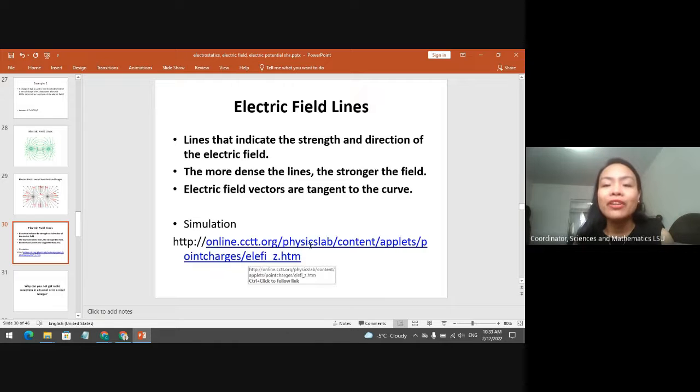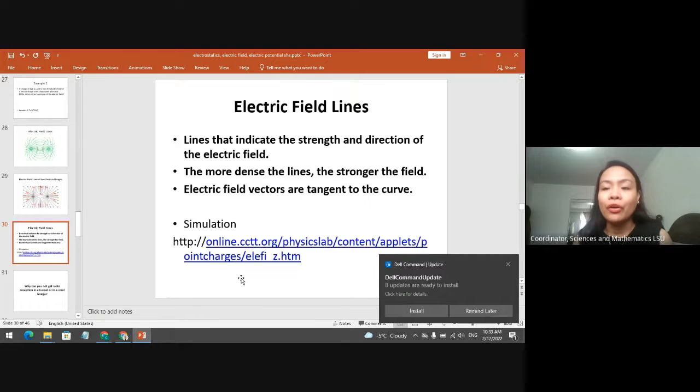We have here a simulation wherein you can do your virtual lab. You can go to this website for your virtual lab, and module number 2 for laboratory is also there on your lab course card.